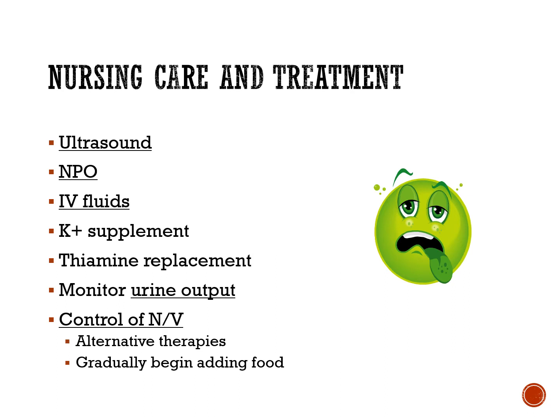So after they seem to be getting better, you're going to gradually begin adding foods. You're going to encourage frequent small meals. If you're unable to control the nausea and vomiting, they may even need a feeding tube down the nose just to be able to get supplemental nutrition for that baby and mom.